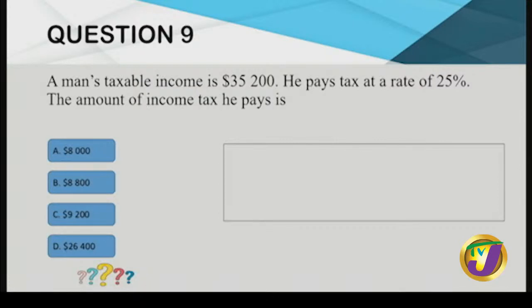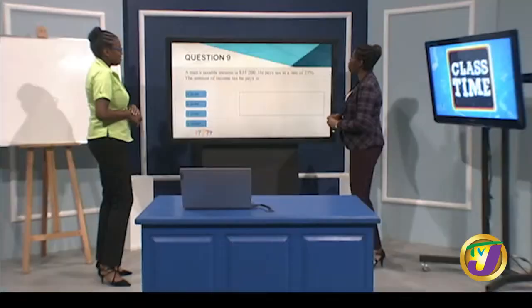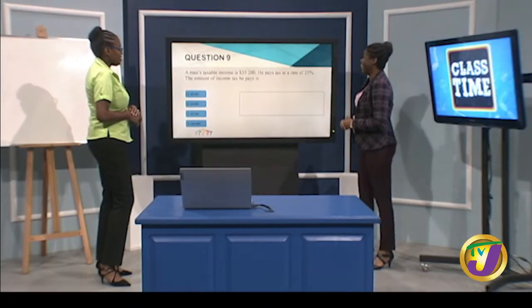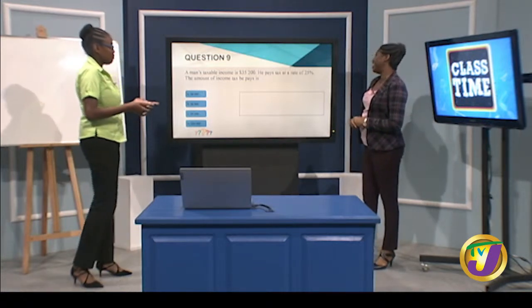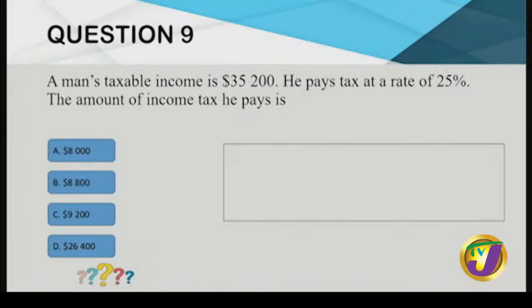Income tax is something that we all have to pay as long as we're working. One of those deductions that we don't really like to see, but it has to be taken out. Some things we can look at: 25% is 1/4. Same as 1/4. So it would mean that we would be dividing 35,200 by 4.